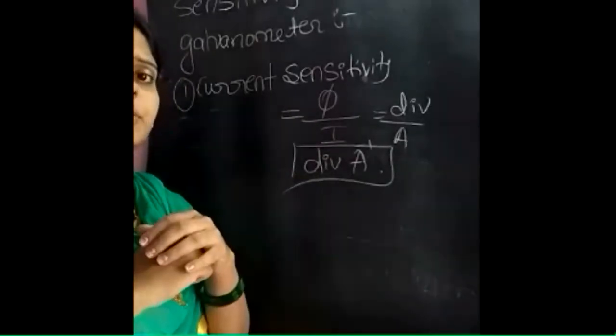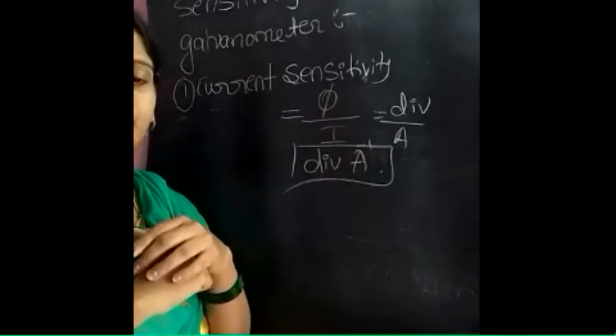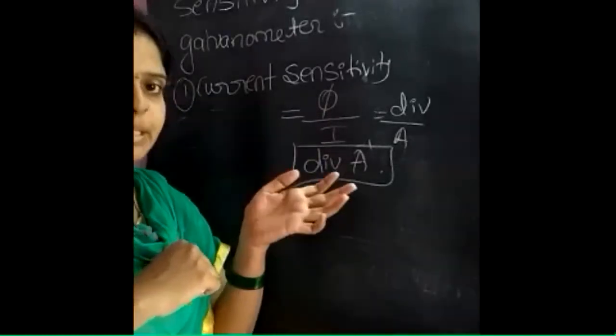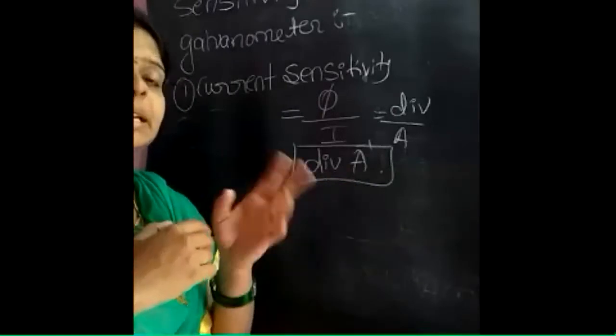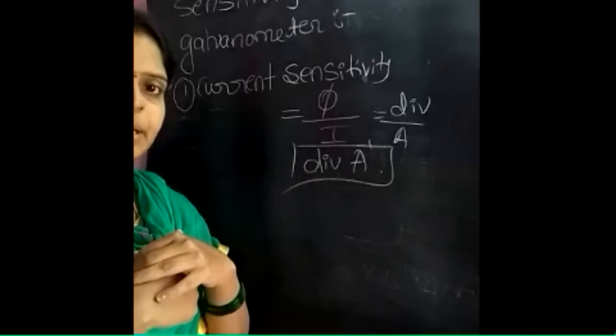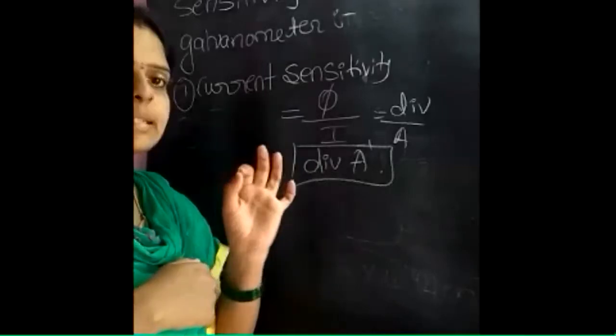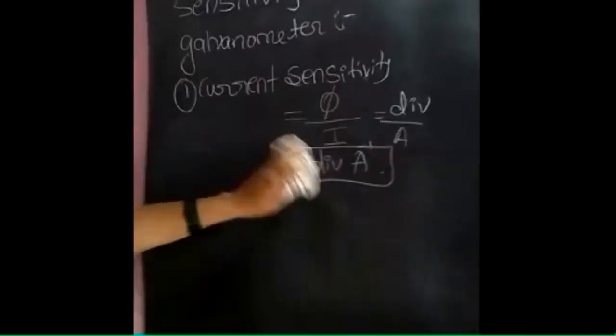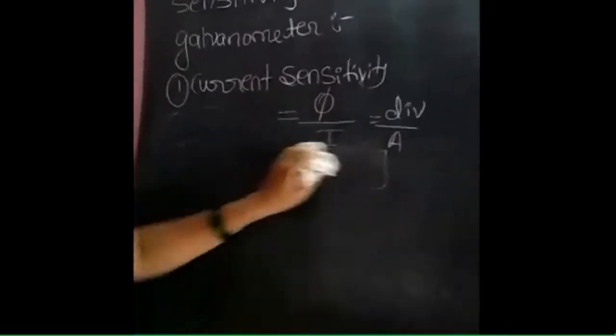What is the unit of current sensitivity? It is division per ampere, or they will also call it radian per ampere. I hope the current sensitivity definition is clear to everyone. Any doubt? Current sensitivity definition, unit and its expression. Understood?